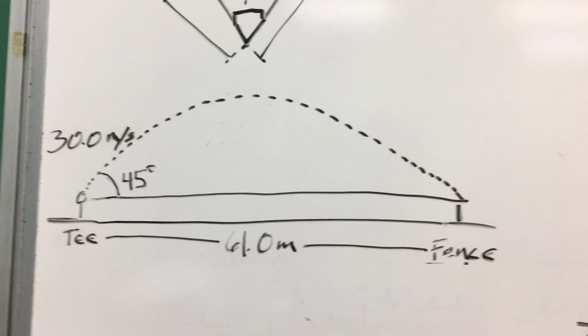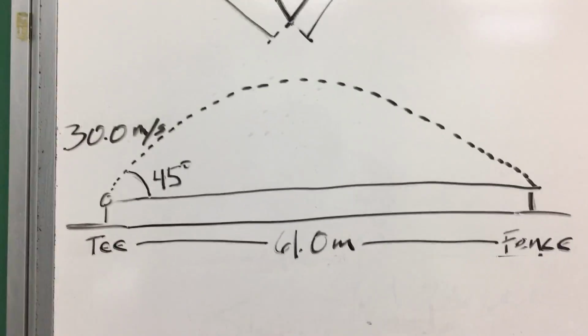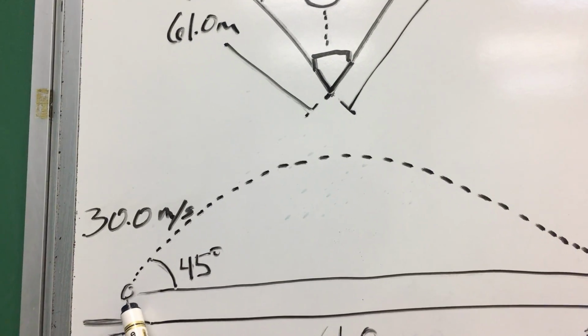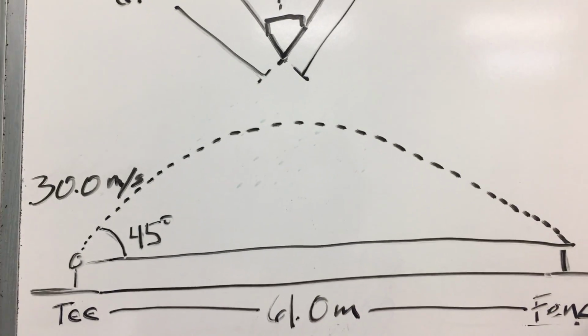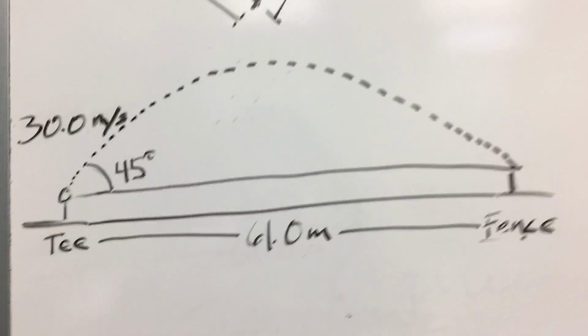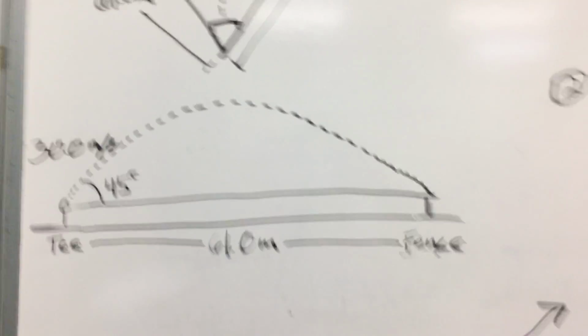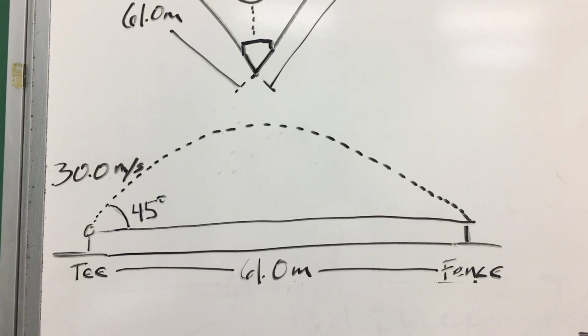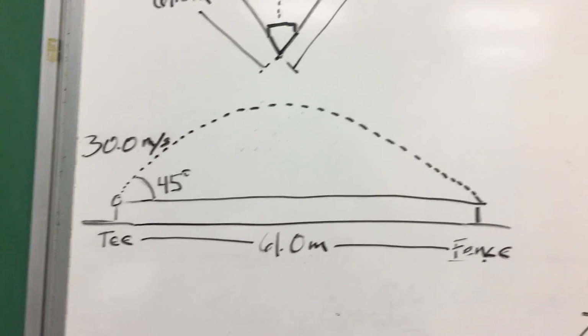Okay, here is the side view of the field. This is a ball right here on a tee, and this is the fence. So it's 61 meters from where the ball is to the fence. That's what we want. That's our goal. That's what we want to reach, for eventually my boys to be able to hit it that far.